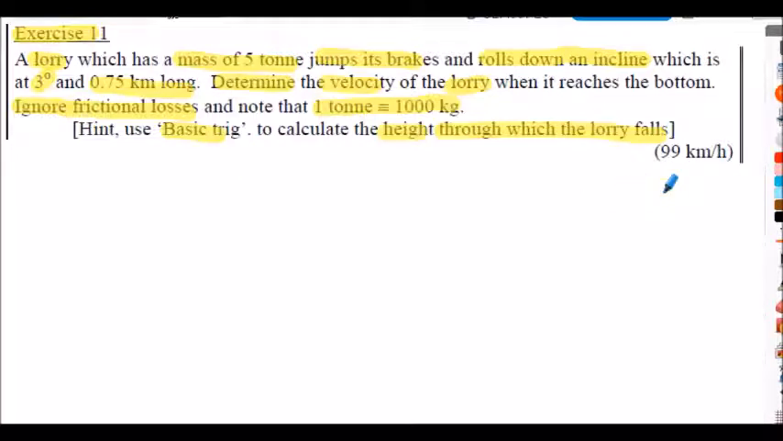If you take your datum at the bottom of the incline, you can then consider what energies you have when the lorry is at the top of the incline and what energy the lorry will have at the bottom of the incline. The answer for the velocity is shown here, but notice it's stated in kilometers per hour. The full worked solution will be shown on the following slide.